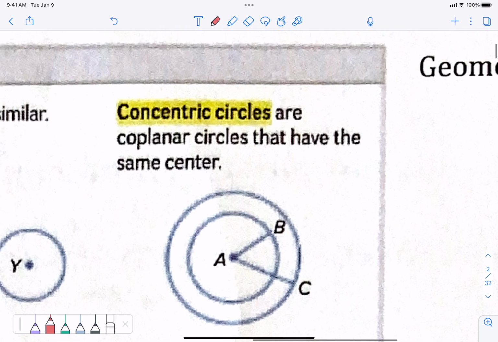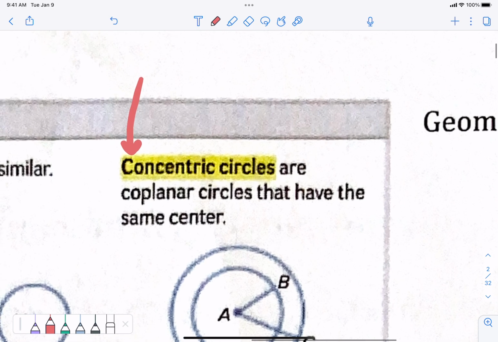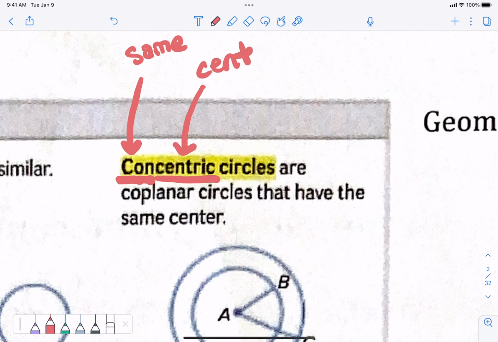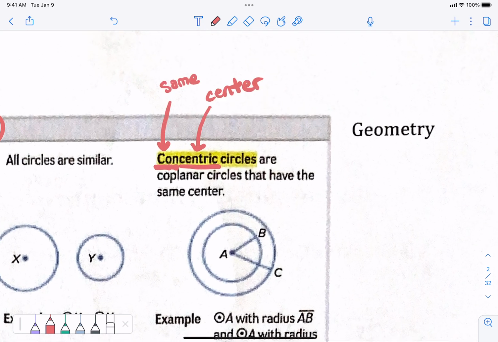I'm going to break down the word concentric. So what's the word co mean? Like co-captain or co-president or whatever. Together. Instead of together, I'm going to say same, right? You're together, you're the same. If you're co-presidents, you're doing the same job, right? So I'm going to say same, and that's the co or con. And then centric. What does centric mean? Same center, right? So circles that are concentric circles are circles that have the same center, like the diagram that they have down below.